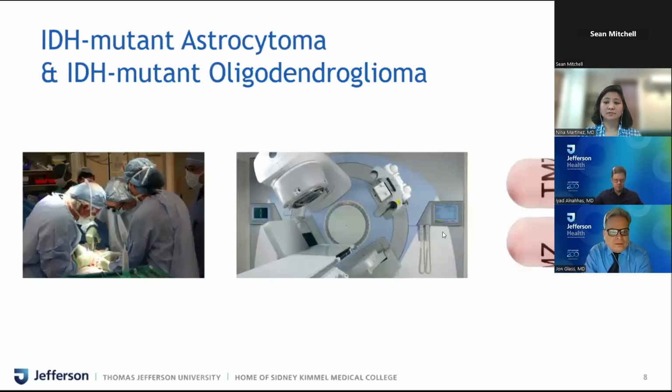So again, the two types of gliomas associated with IDH mutation are astrocytoma and oligodendroglioma. And with treatment, these are more likely to stabilize or even regress when compared to IDH wild-type glioblastomas. Treatment typically involves a combination of surgery, which physically removes the tumor, radiation, which zaps and kills the tumor cells, and chemotherapy, which will get into the tumor cell and keep the cells from dividing and multiplying.